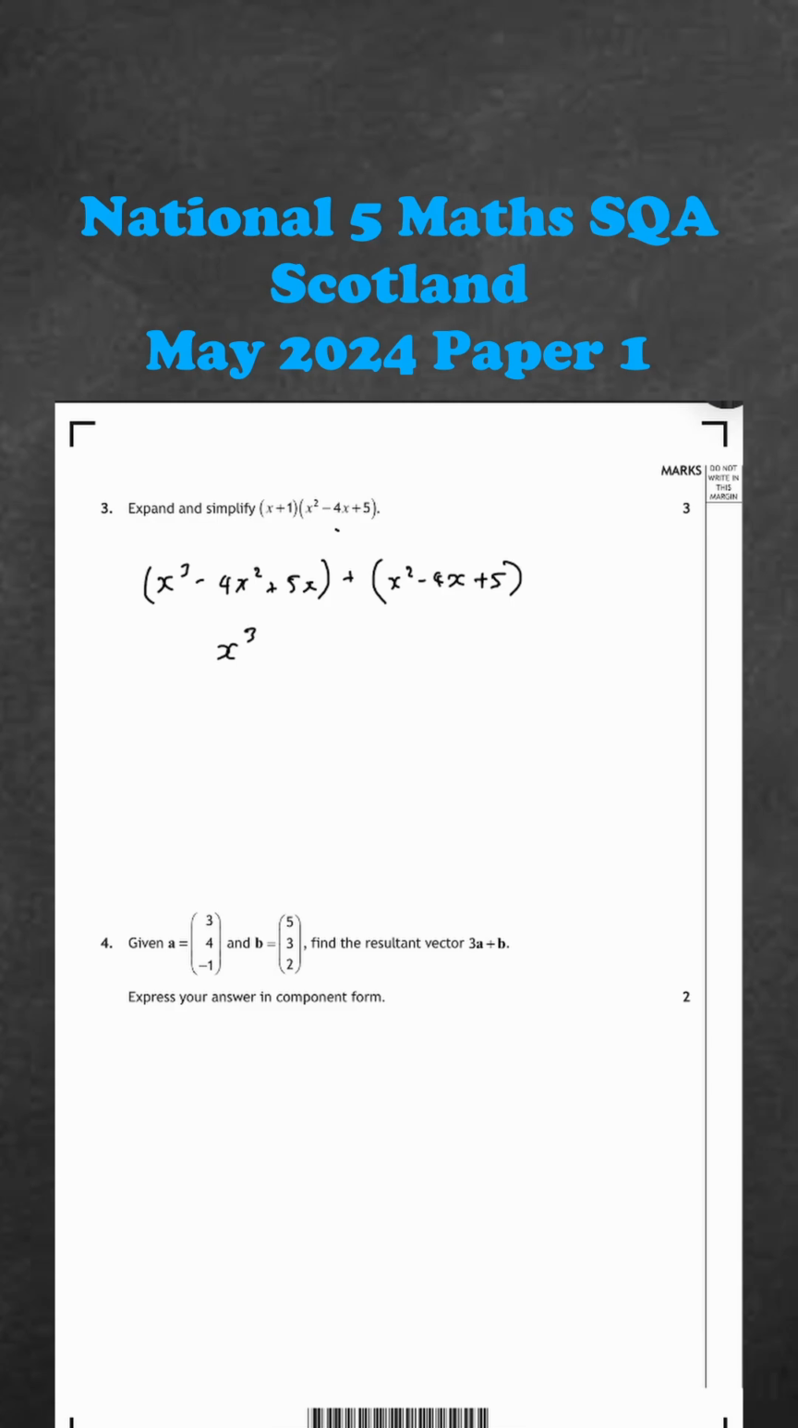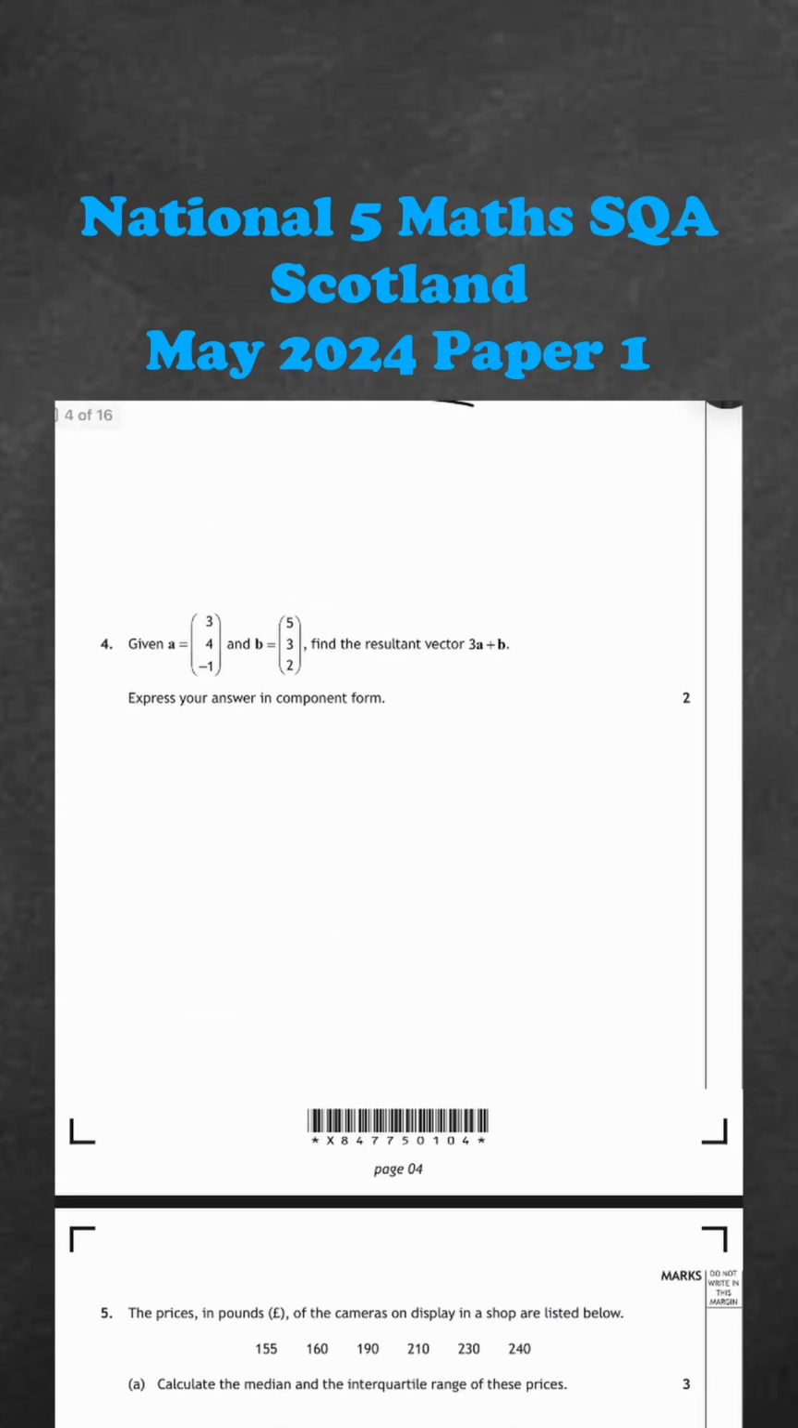The x cubed is the only x cubed term. We have minus 4x squared and a positive x squared, so this becomes minus 3x squared. We have a positive 5x and a minus 4x, so we have plus x, and then plus 5, and that is our answer.